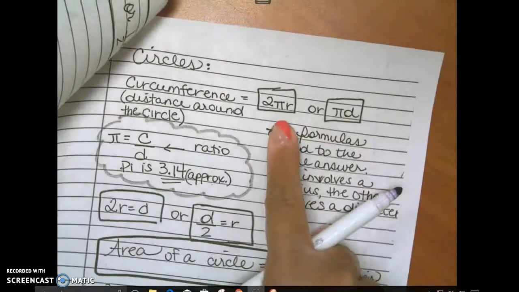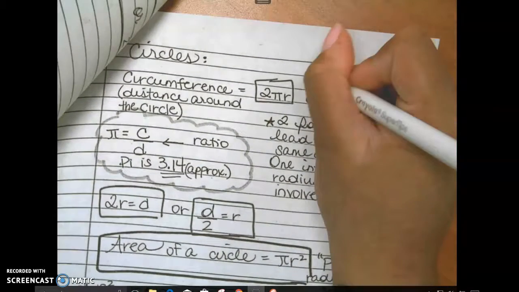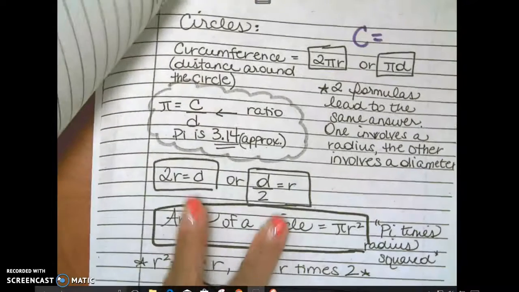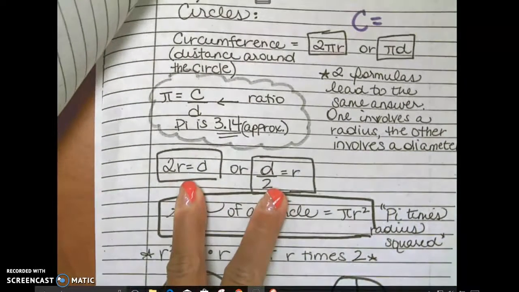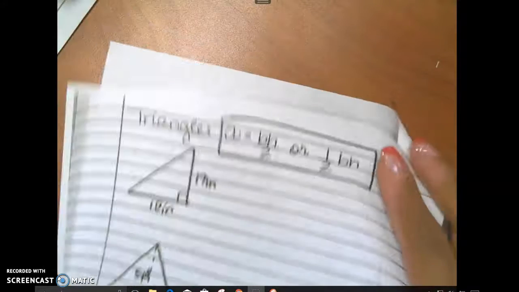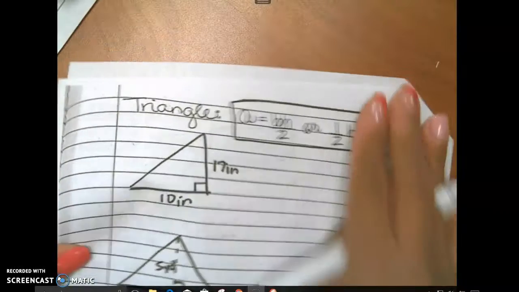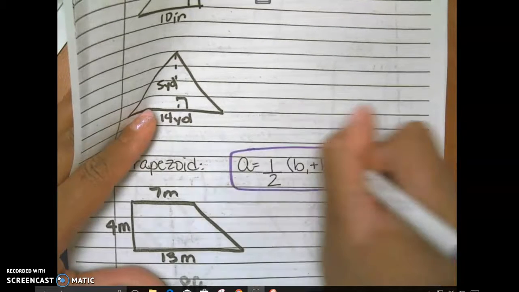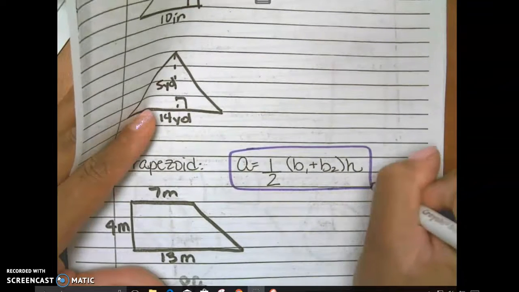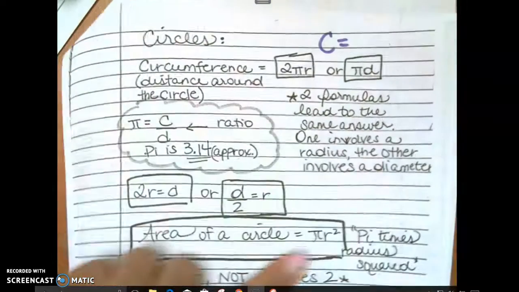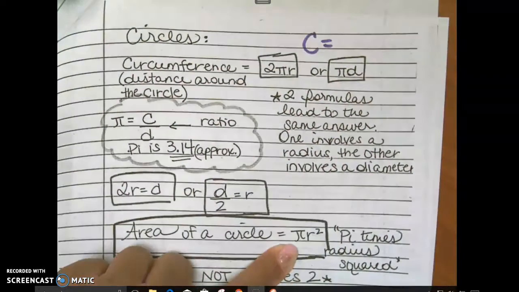Yes, so this is a formula. This is a formula. This is what C equals for circles. This is not necessarily an official formula, but it's how to find a radius and a diameter if you're given one or the other. I need y'all to stay focused. This is also a formula for trapezoids. For finding the area of trapezoids, triangles, and then the area of a circle right here, pi r squared.